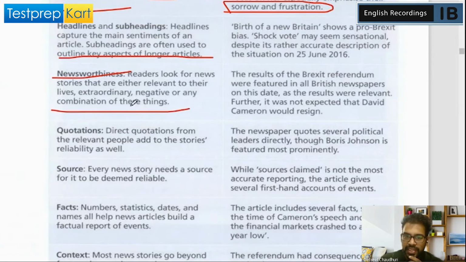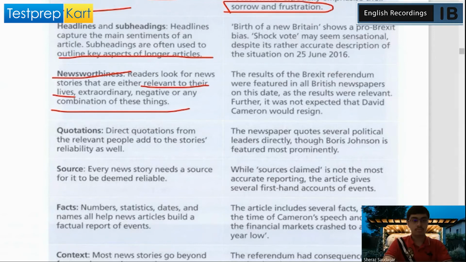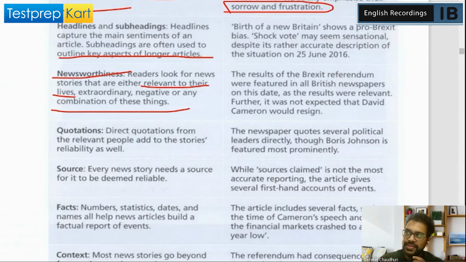So what you write should either be something relevant to your target audience, which is me. It has to be relevant to my life. Is the USA leaving Afghanistan impacting me? You have to make some sort of connection. Extraordinary: you can state some facts which are hard to believe that the US did.